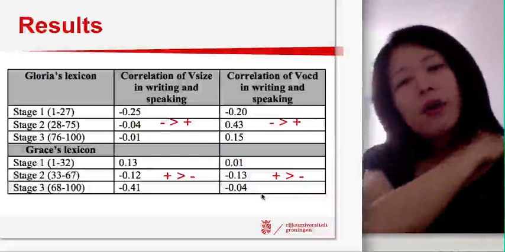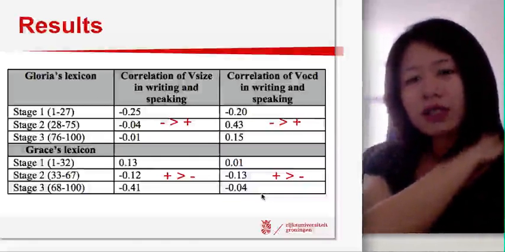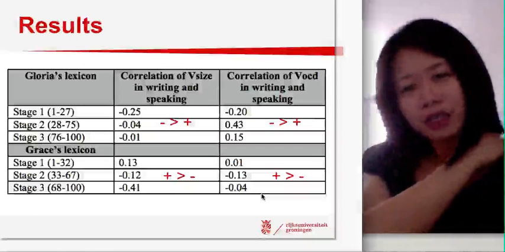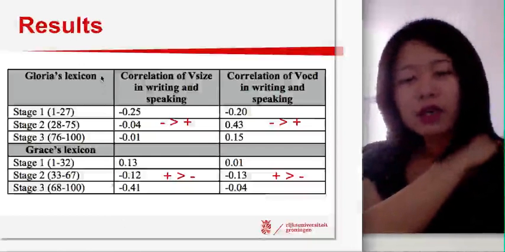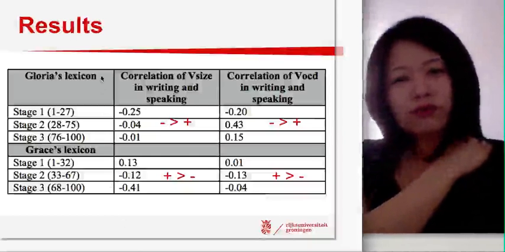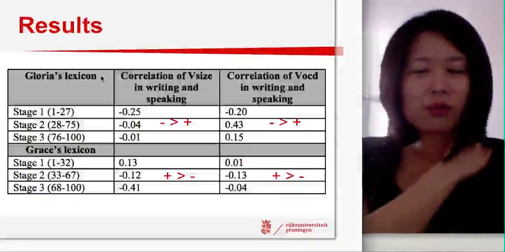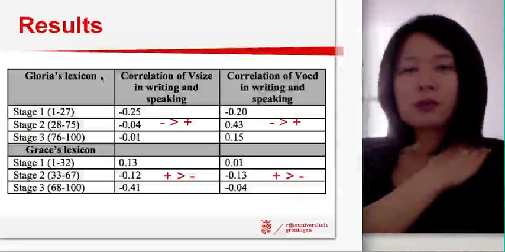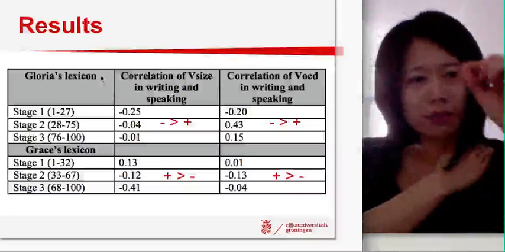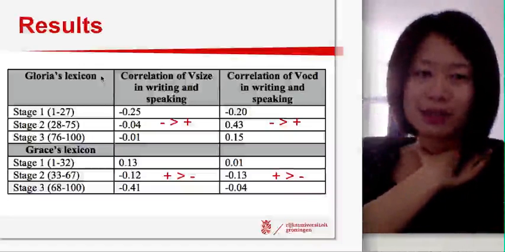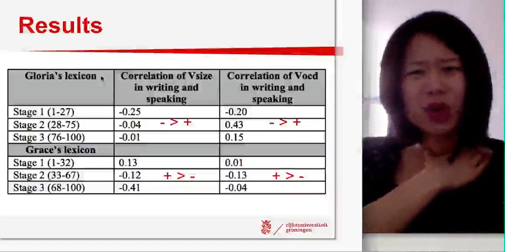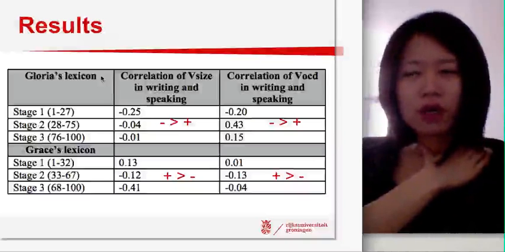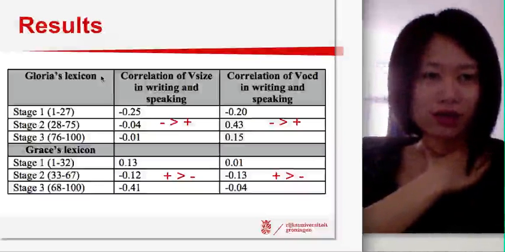And then this table looks at the correlation between writing and speaking in terms of vocabulary size and vocabulary density. And it seems that Gloria's writing and speaking shows more from a competitive relation to a more supportive relation, while Grace's writing and speaking seems to show more from a supportive relation to a competitive relation. So actually the correlation of writing and speaking seems to show opposite directions among these two identical twins.